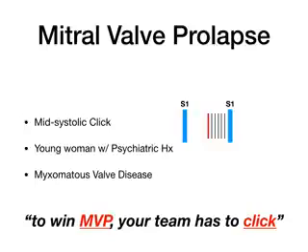MVP can be caused by myxomatous valve disease. I'm throwing that in here because anytime they talk about this, I want you to think about the mitral valve. Think about MVP for myxomatous valve disease. And my beautiful mnemonic to remember MVP is that to win MVP, your team has to click. So that mid-systolic click is found in MVP, or mitral valve prolapse. That's it for this video.